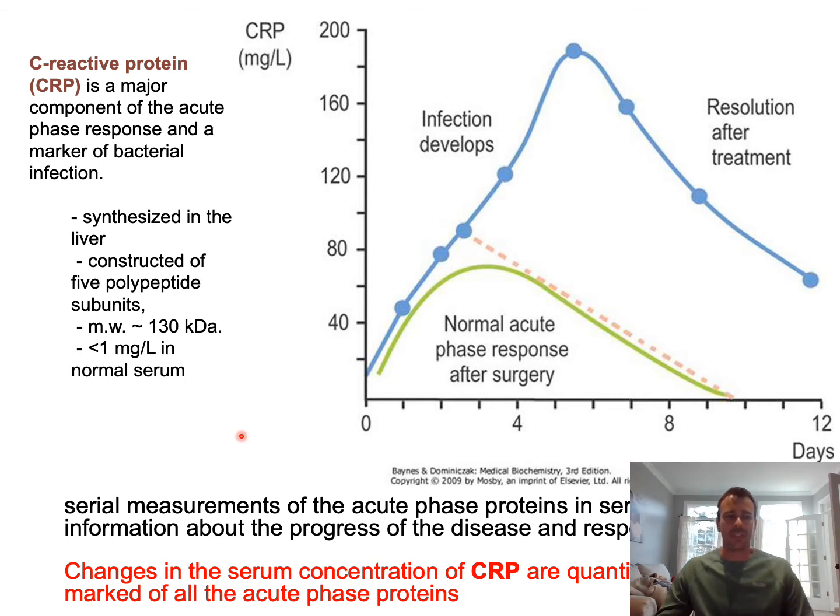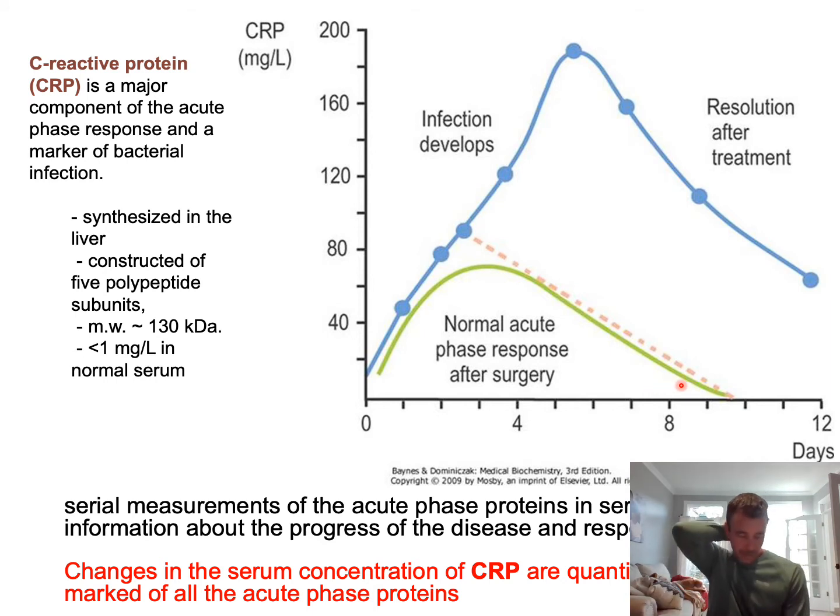As I mentioned, one of these proteins is C-reactive protein. It's one of the major components of this acute phase response. So it's synthesized in the liver. Its structure is composed of 5 polypeptide subunits, with molecular weights around 130 kilodaltons. And normally in serum, it's less than 1 mg per ml. But it can increase dramatically in concentration after an infection, which is shown here. You can also get increased concentration after surgery, as another example.